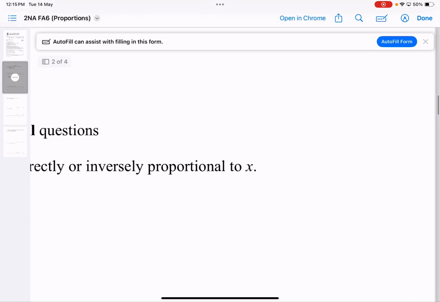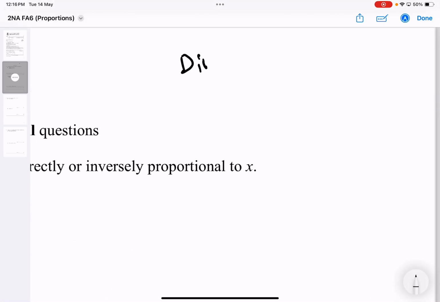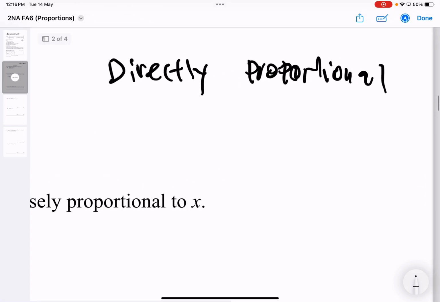Okay, there is a constant. If it is directly proportional, can you write on top? If it's directly proportional, it should be of the form y equals to kx.